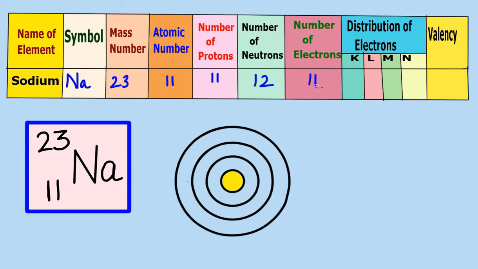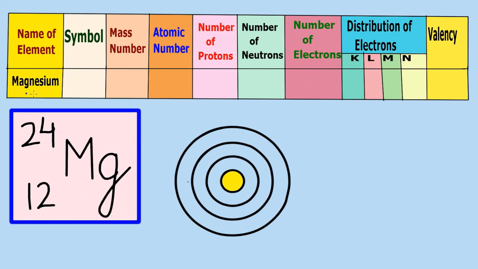How are these 11 electrons distributed? 2 electrons in the K shell, 8 electrons in the L shell. So only 1 electron is left, that is filled in the M shell. What is its valency? Valency is 1. So we will show 2 electrons here in the K shell and 8 in the L shell. 1, 2, 3, 4, 5, 6, 7 and 8. And only 1 electron in the M shell. So this is the electronic configuration of sodium.